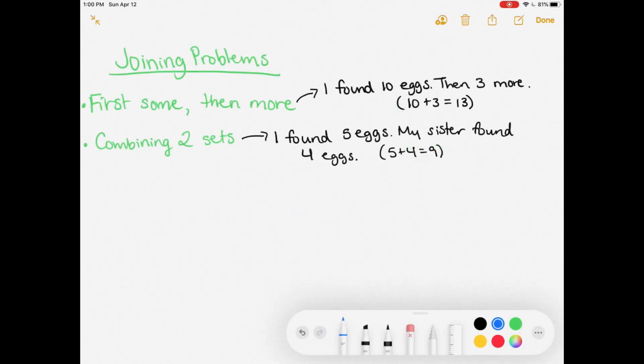Let's do a quick review from last week. The different types of problems where you're adding or combining, you have some and then you get some more. This is an adding question. You might also be combining two independent sets. I found 5 eggs, my sister found 4 eggs. It's not a first then, but it's two separate numbers being combined.